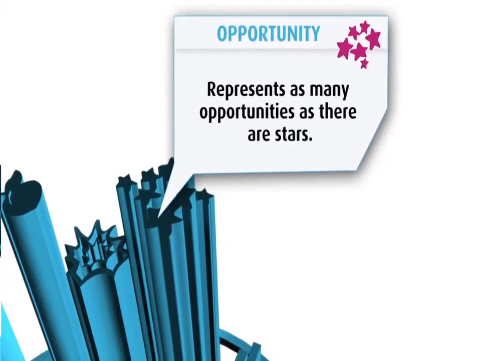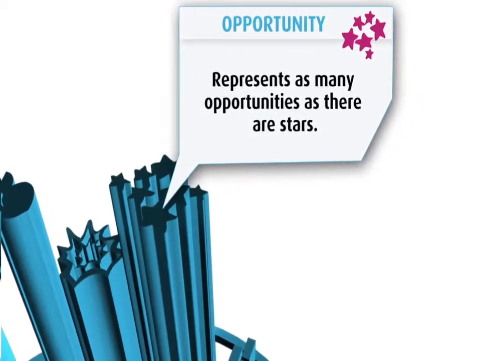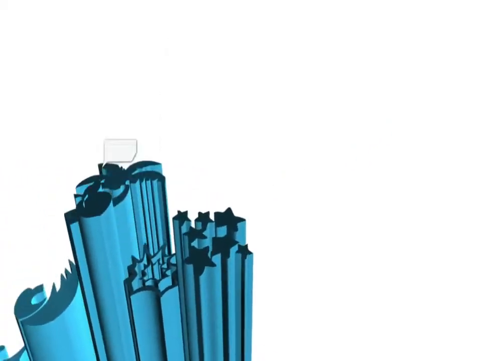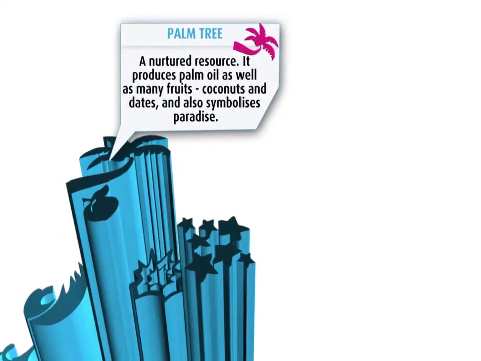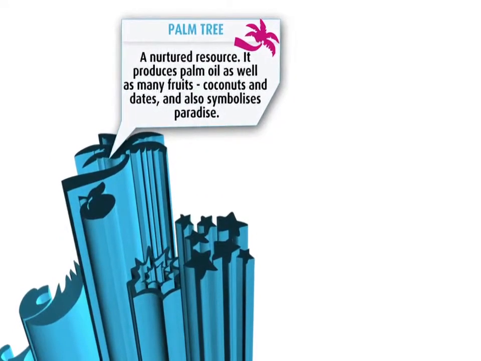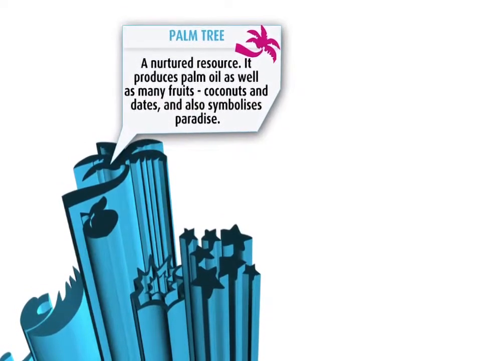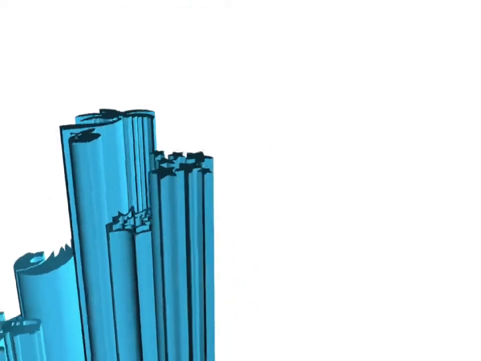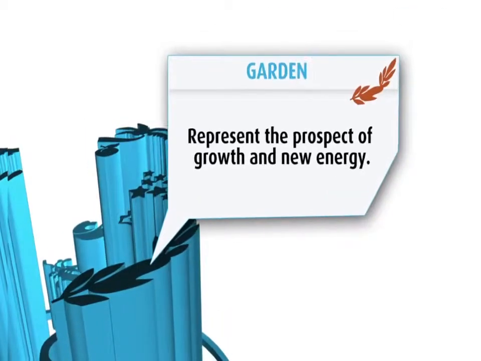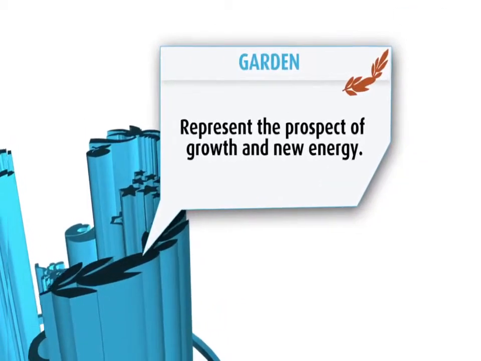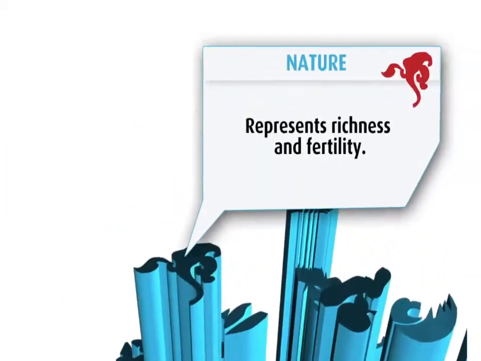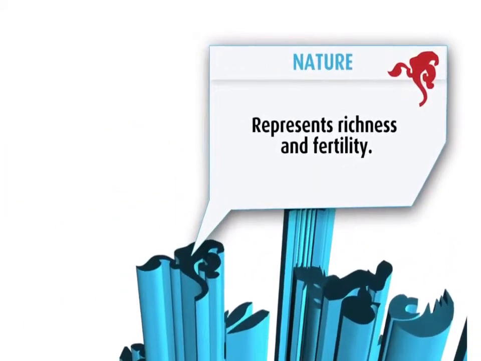Opportunity represents as many opportunities as there are stars. Palm tree, a nurtured resource. It produces palm oil as well as many fruits, coconuts and dates, and also symbolizes paradise. Garden city represents the prospect of growth and new energy. Nature represents richness and fertility.